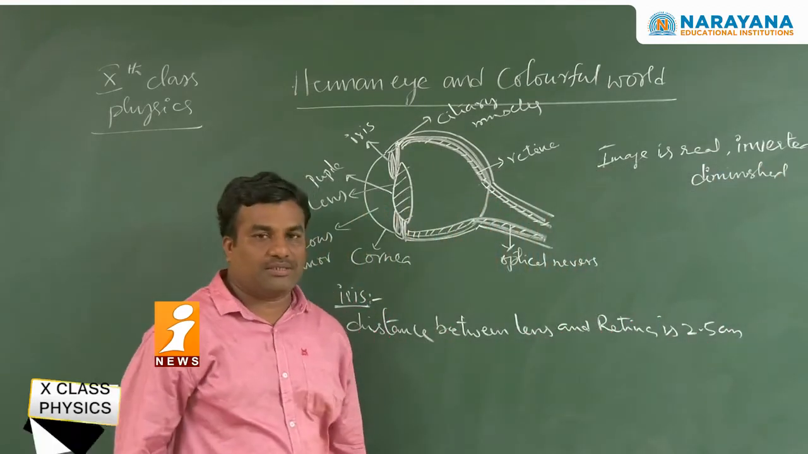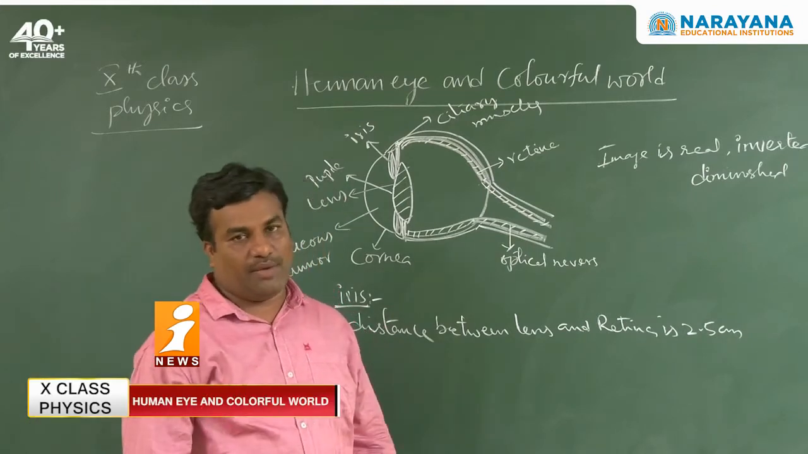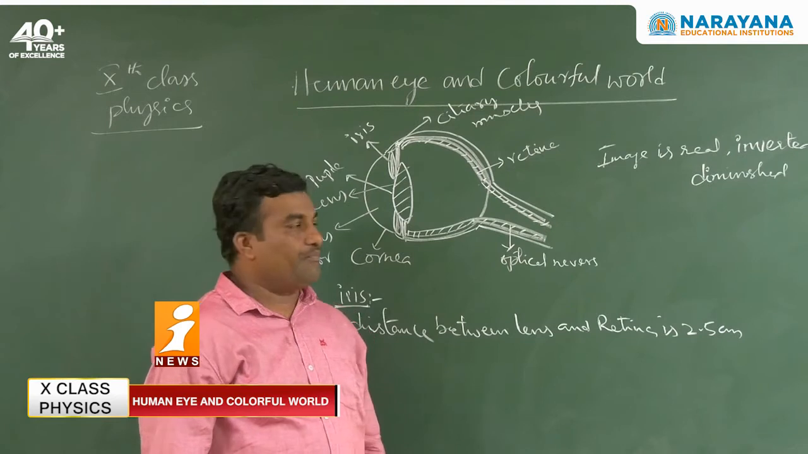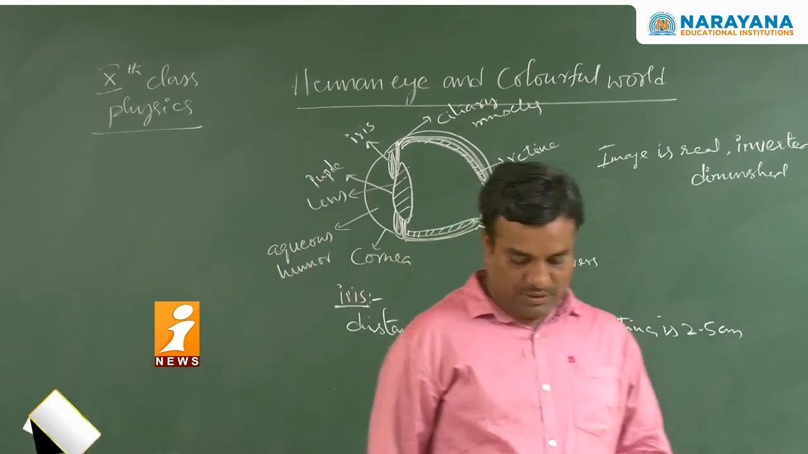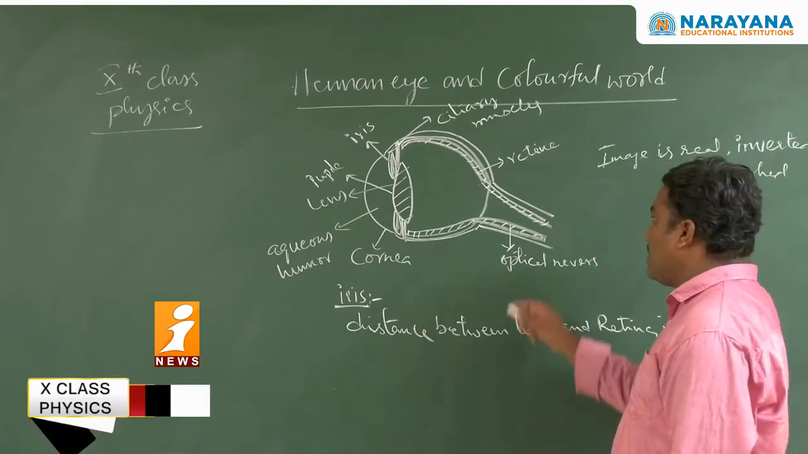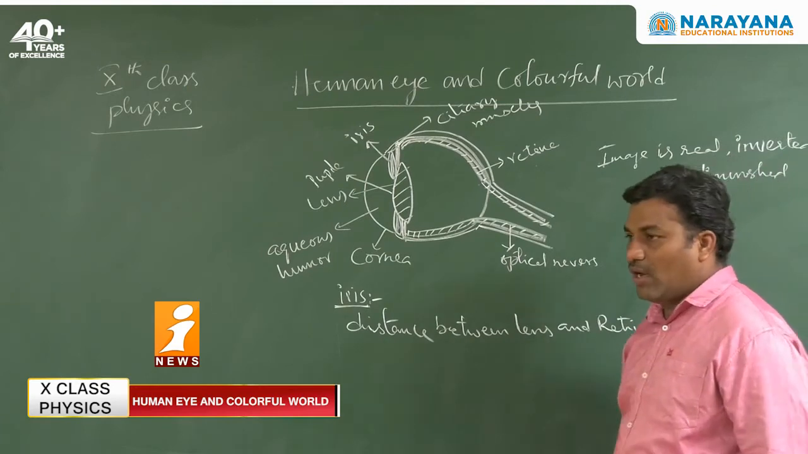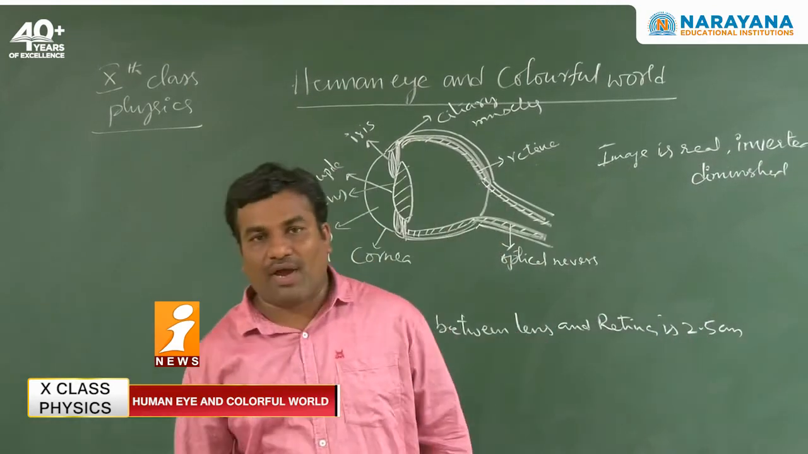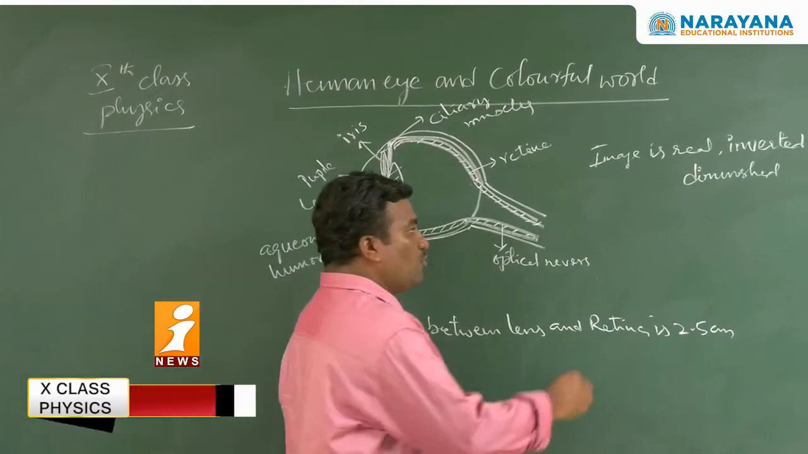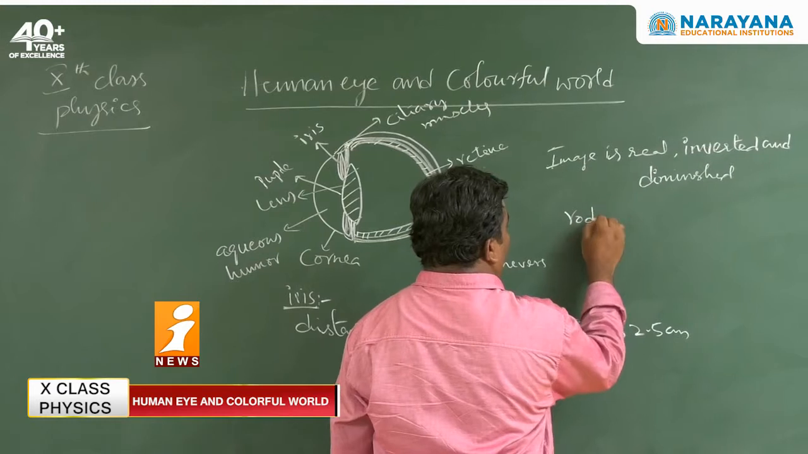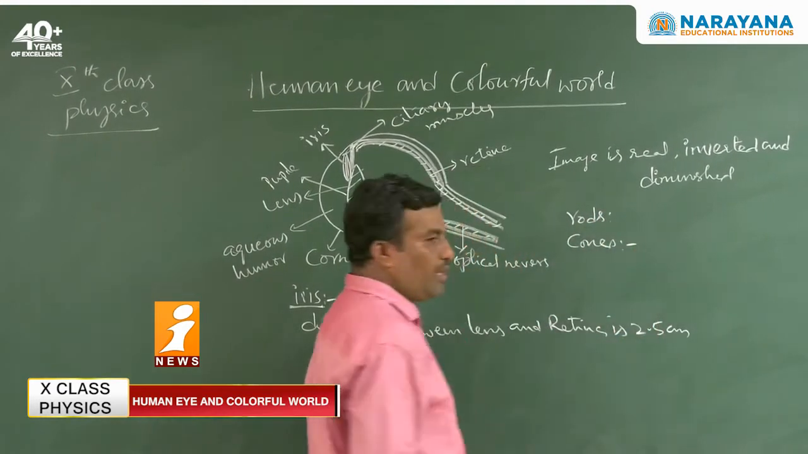So always we are getting real, inverted and diminished images formed. Okay, next we can observe here. Generally, everyone should know the retina is a dedicated membrane. It has a total of 125 million receptors. The receptors have two types: one is the rods, another is the cones. Rods and cones.